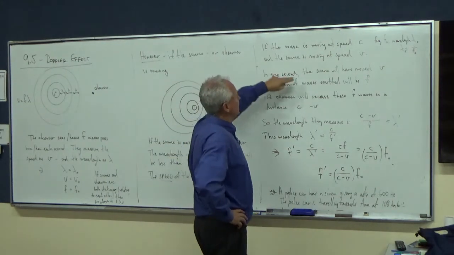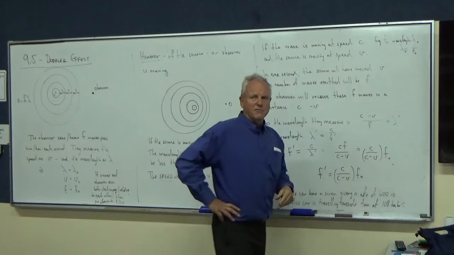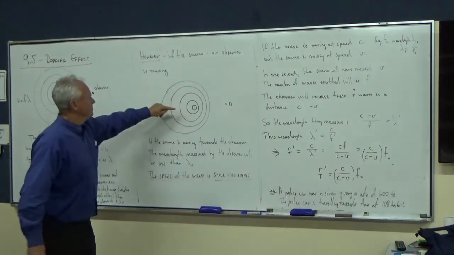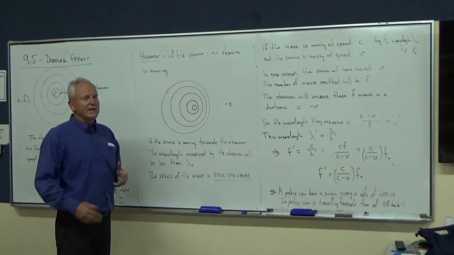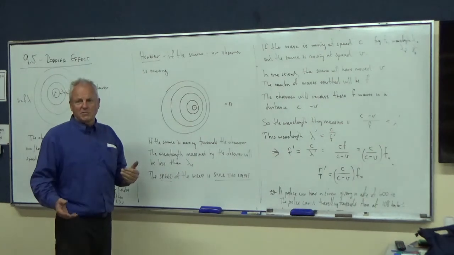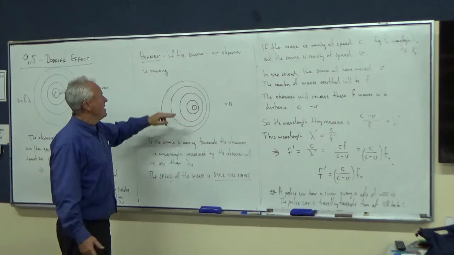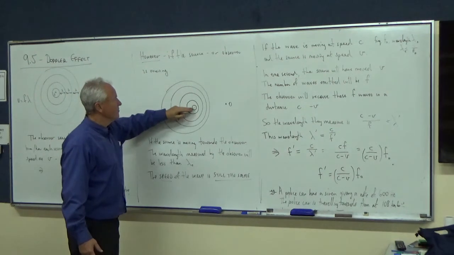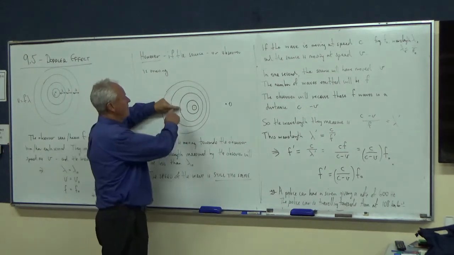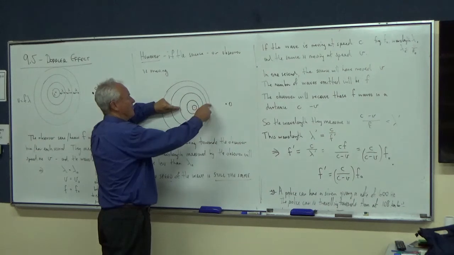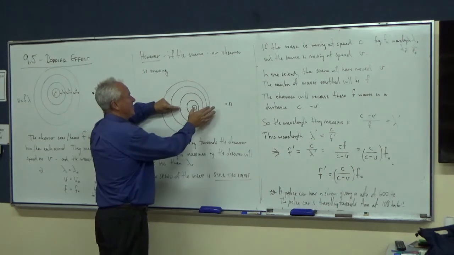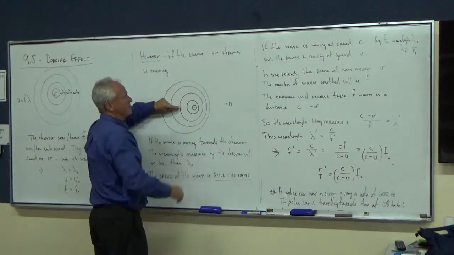In 1 second the source will have moved a distance v. So if the source is moving at 3 metres per second and the wave is moving at 5 metres per second, in 1 second the source will have moved 3 metres, but the leading edge of the wave will have moved 5 metres. So that distance there will be 5 minus 3.